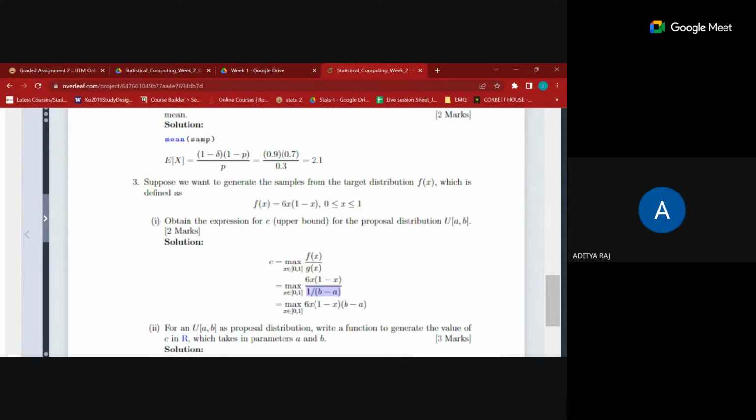Okay, but everywhere g(x) will be given? Yeah, your proposal distribution is g of x, right? Sometimes we might give you the PDF form, sometimes we'll give you the distribution names. Like here, it's given, right? Uniform a comma b. So its PDF is known, it's 1 over b minus a. Just plug it in and proceed further.